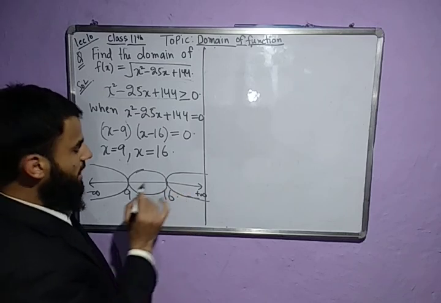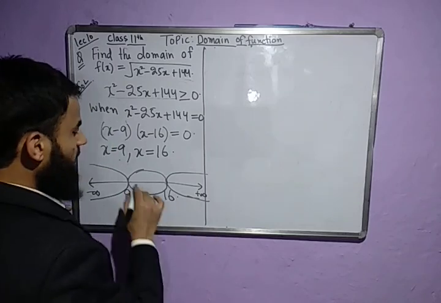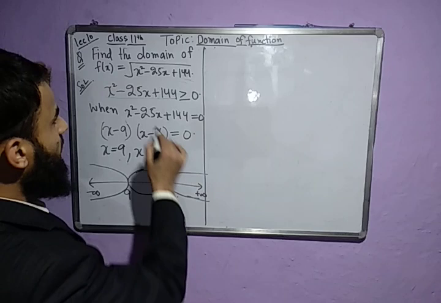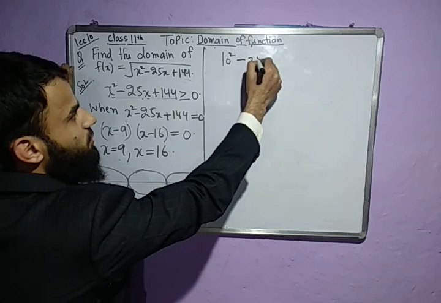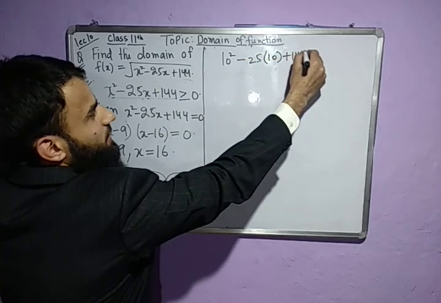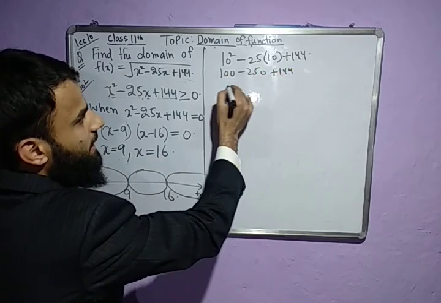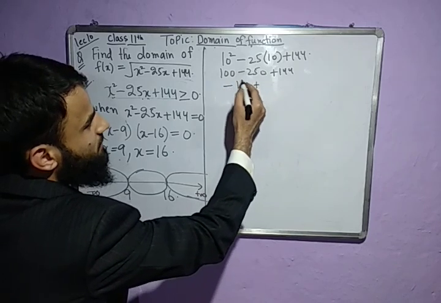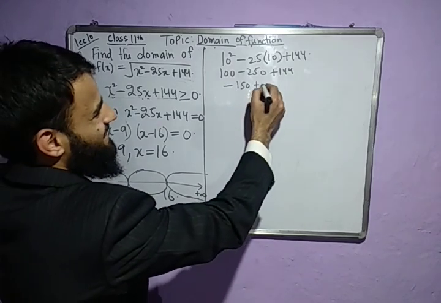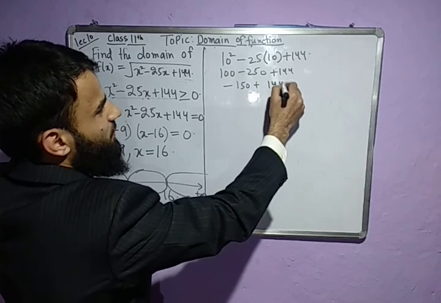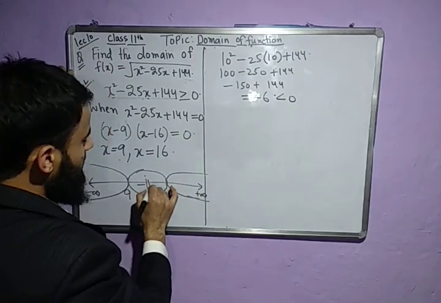Let us check in between these two, in between 9 and 16. Let's suppose I take 10 and put it in this. I will get 10 squared minus 25 into 10 plus 144, which is 100 minus 250 plus 144. That gives minus 150 plus 144, and I will get minus 6, which is less than 0. That is, it is negative. It means in this region I have a negative sign.